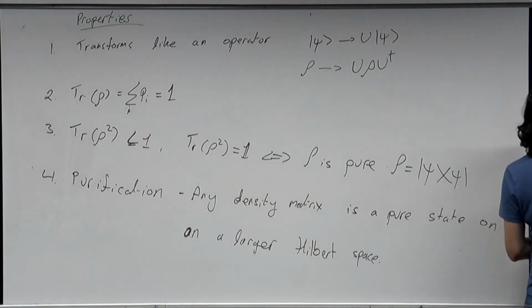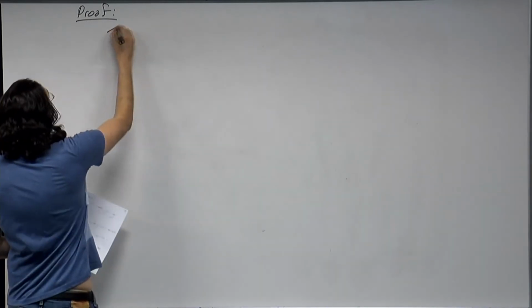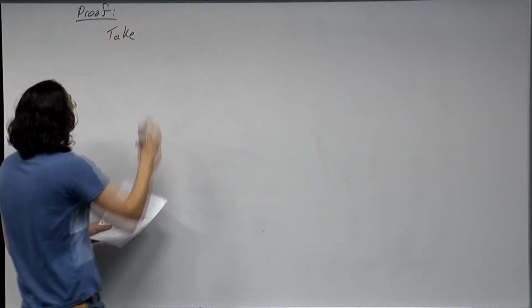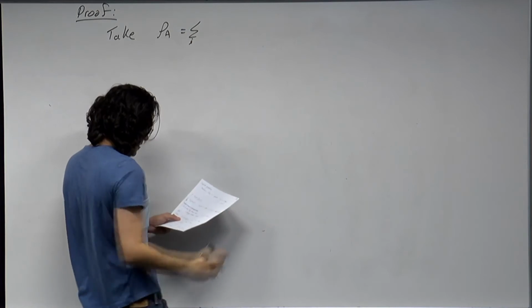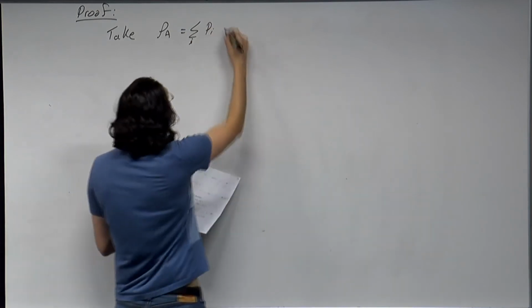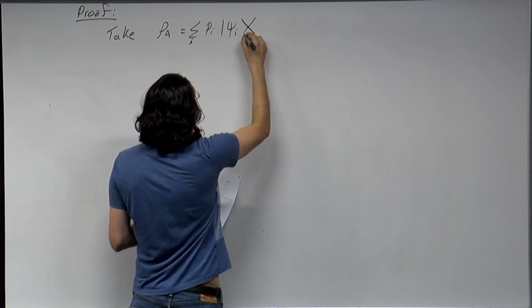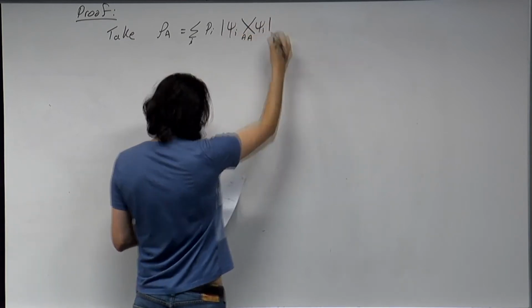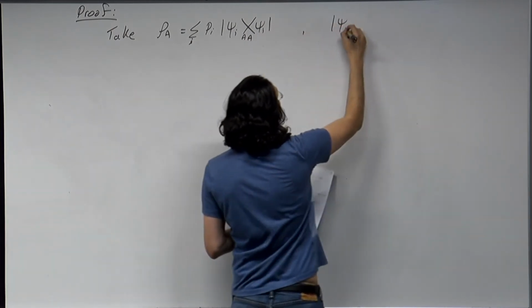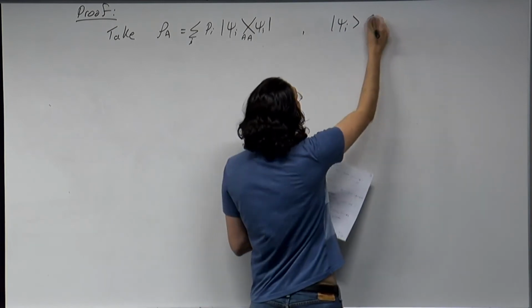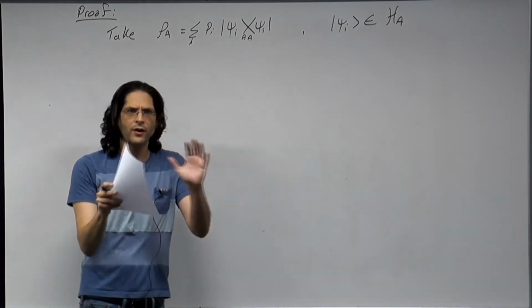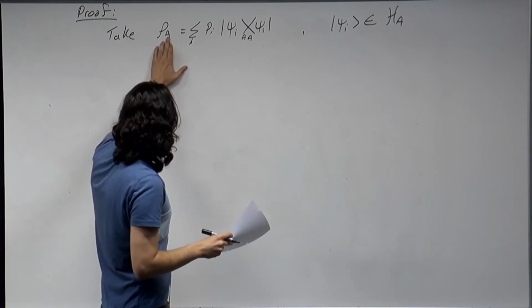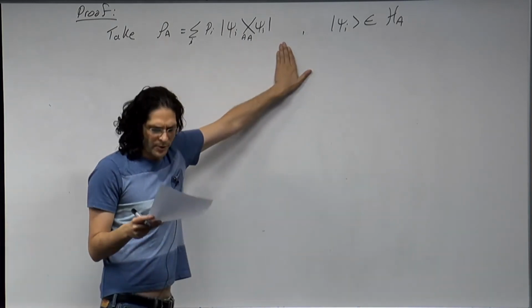So I'm moving to the next board here, and here we're going to write the proof. We're going to take rho A, and rho A is just the sum over i of p_i, psi_i on A, psi_i, where psi_i are states that belong to Hilbert space A. So we have our small Hilbert space A, and we have our density matrix over this Hilbert space.